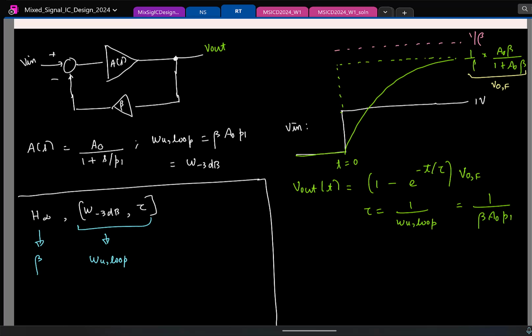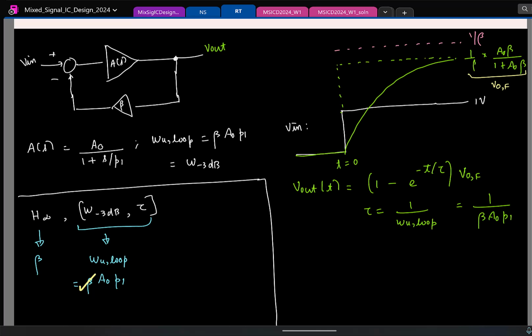And omega U loop, what is the expression for omega U loop in our case? Beta A naught times P1. And of course, I know what is beta. So now the only thing is A naught P1 is design choice. So you can choose anything for A naught, anything for P1, if these are the only two specs. But in practice, what can be another specification of the closed loop system that can help you find what value of A naught you should use?